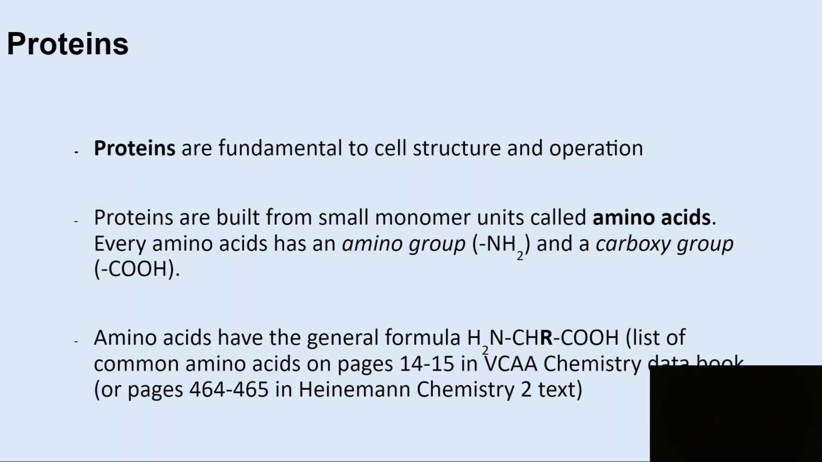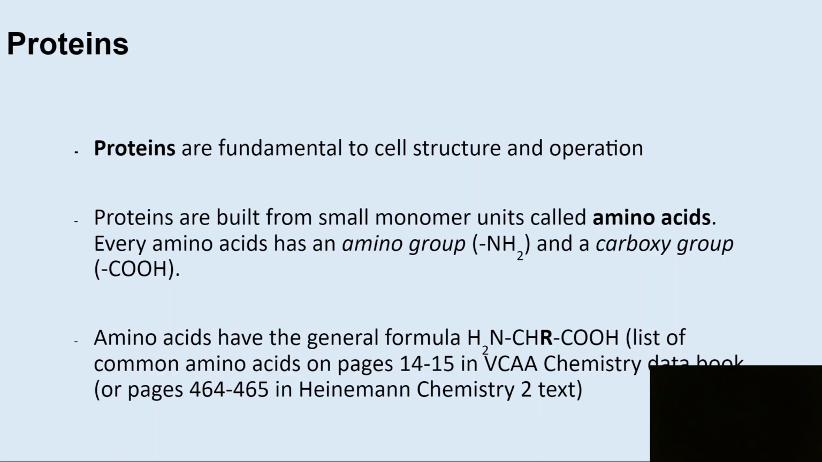Built from smaller monomers. Mer, right? Mer means unit. Mono means one, so monomer is one unit. Polymer means many units put together. Amino acids: every amino acid has an amino group, NH2, and a carboxy group, COOH. Carboxyl, carboxy, same.